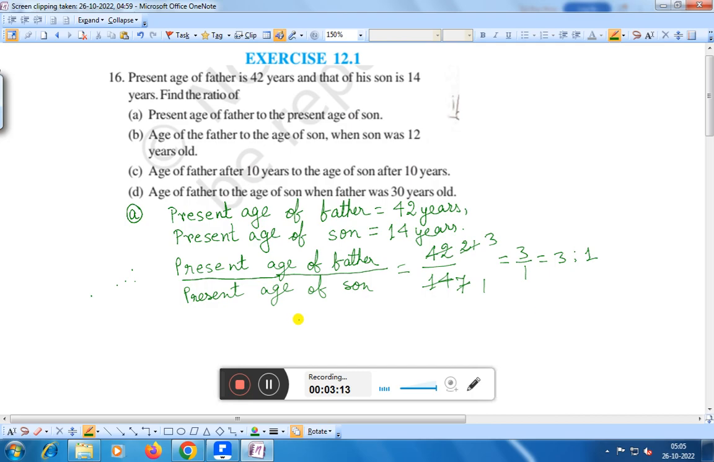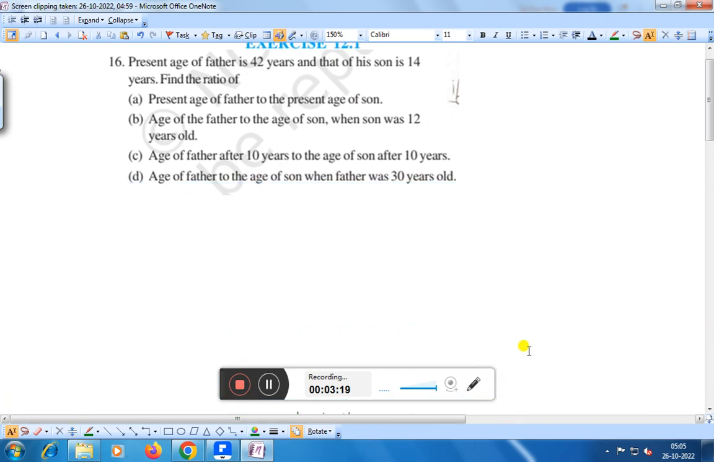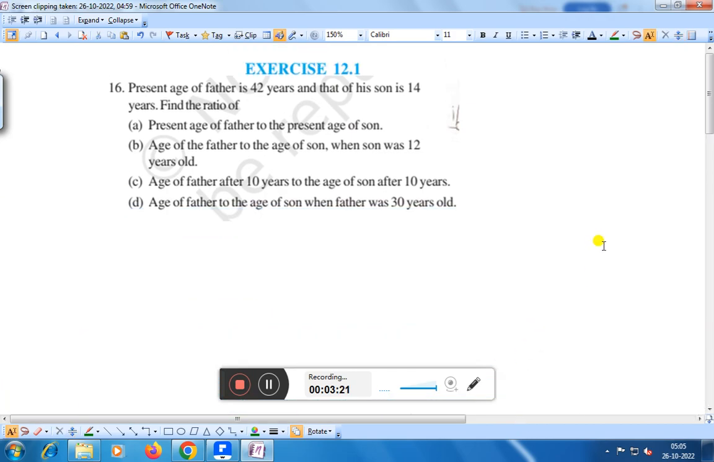Now question B. What is question B? See, question B is age of father to the age of son when son was 12 years old. Right? When son was 12 years old. Now we'll solve question number B. When son was 12 years old.